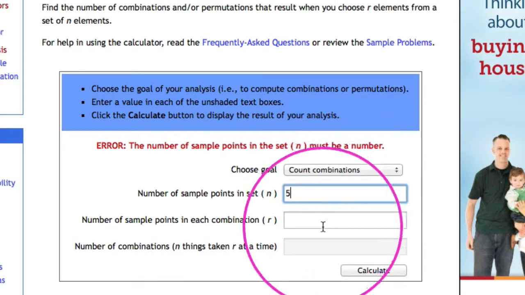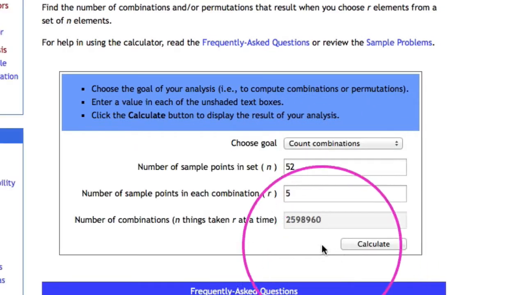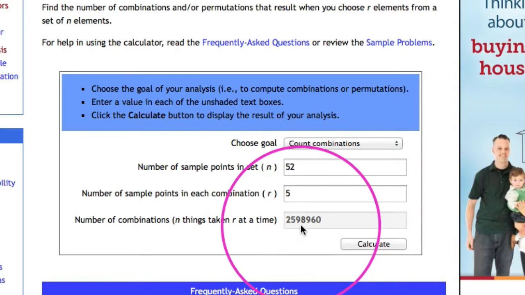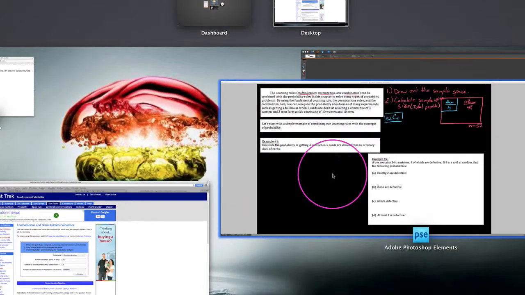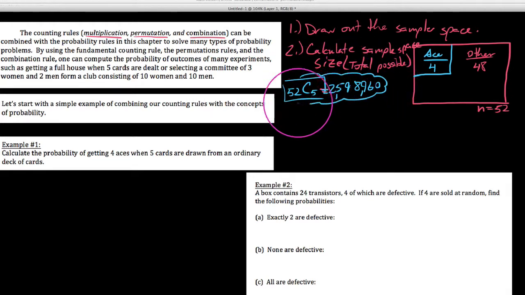I've got 52 things, and I'm going to choose 5. We've set it on combinations here. Calculate. So we've got 2,598,960. This is how many different 5-card hands we could get out of a deck of cards.